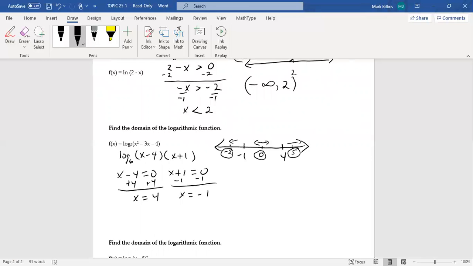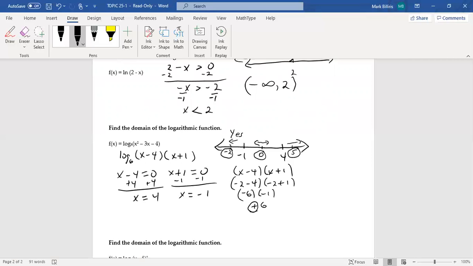So I'll start with x minus 4 times x plus 1. I'll plug negative 2 in for x. This gives me negative 2 minus 4 and negative 2 plus 1. Negative 2 minus 4 is negative 6, and negative 2 plus 1 is negative 1. A negative 6 times a negative 1 gives me a positive 6. Since my answer is positive, this would be a part of my solution. So I'm going to just write yes.